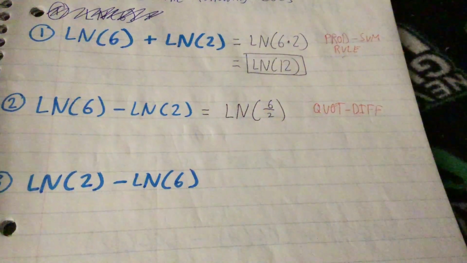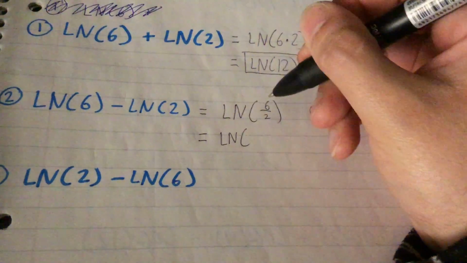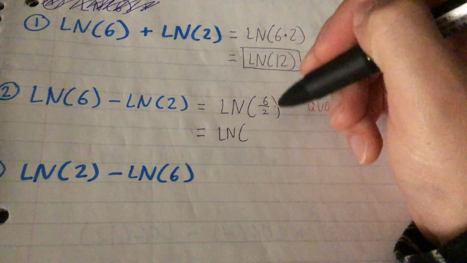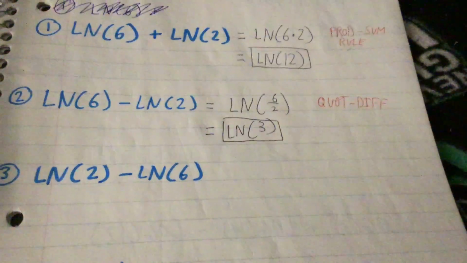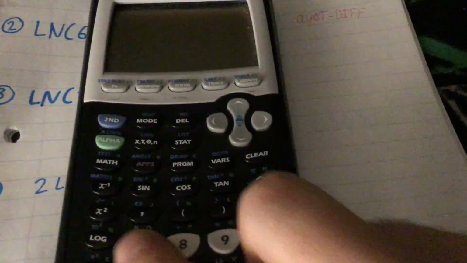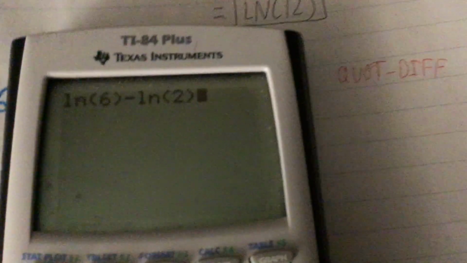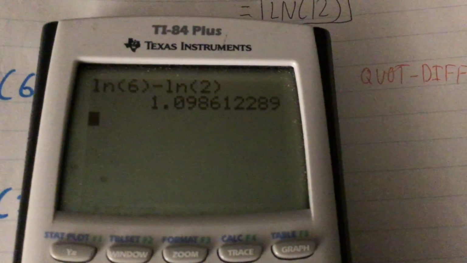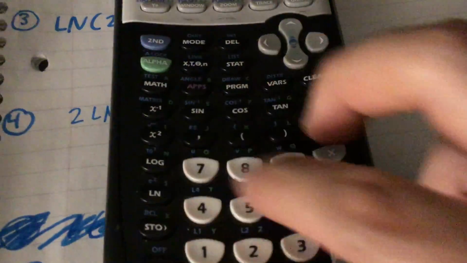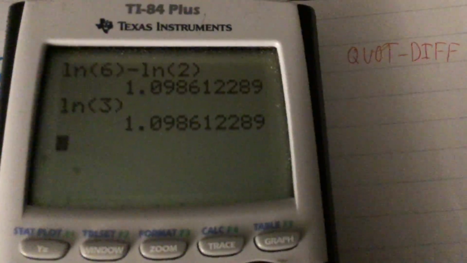So quote diff, and now I can put it together. The natural log of 6 minus the natural log of 2 becomes the natural log of 6 over 2, or the natural log of 3. And just to check my work, I got my calculator right here. So I've got natural log of 6 minus natural log of 2. I have no idea what that is. Apparently it's 1.0986, and so on. But I'm going to compare that to the natural log of 3. Same exact decimal. The rules work.